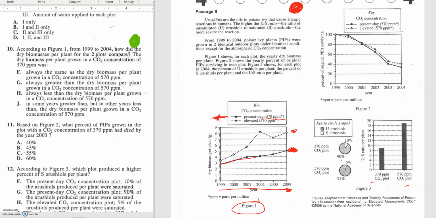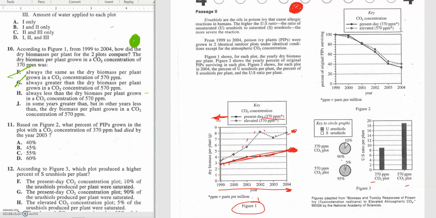This one just goes slightly up like this, and this one is going up, so it's not the same. So that's out. Was always greater than. No, it's below it. It's always less than, but not greater than. So G is out. H, always less than. Okay, there we go. The dry mass per plant grown in CO2, yes, it's always less.